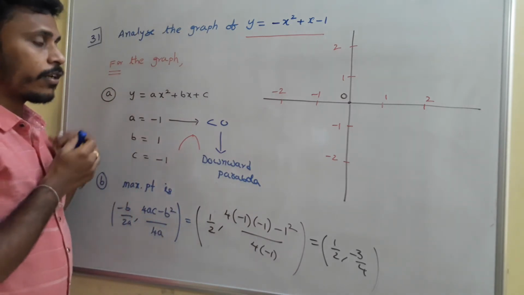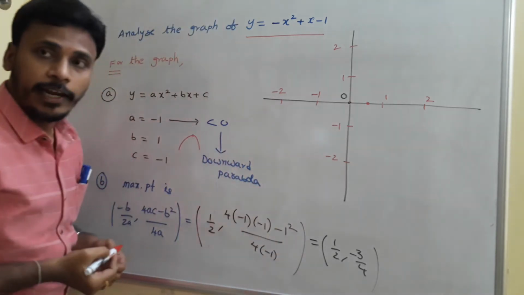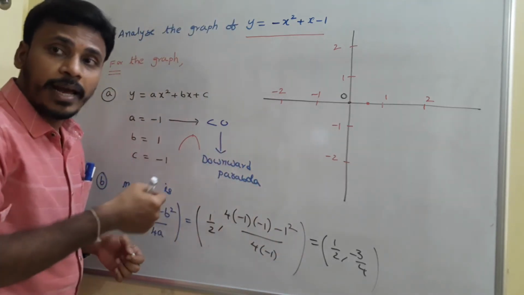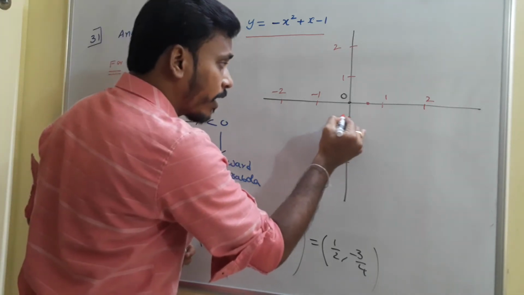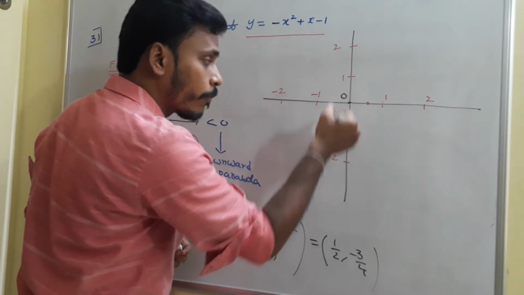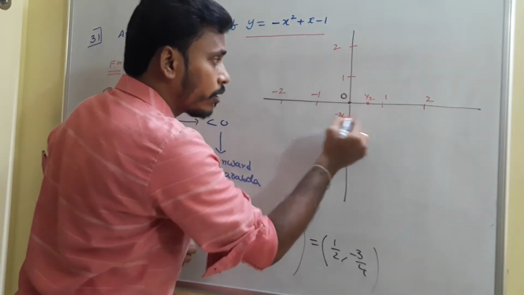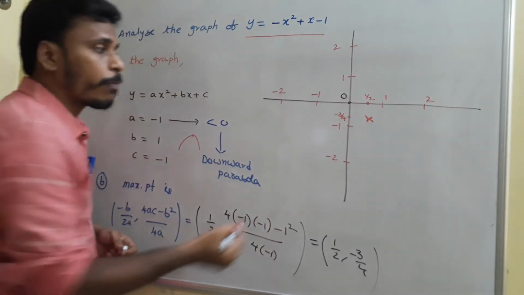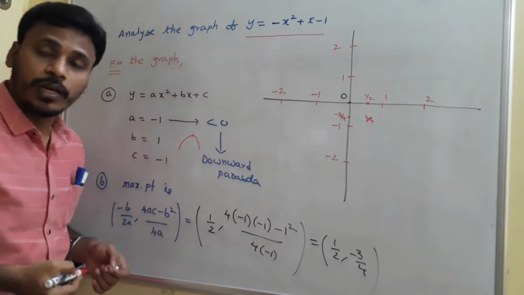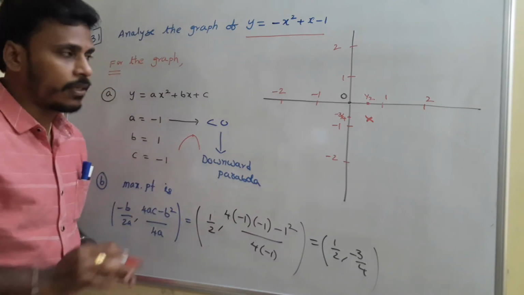You just identify it. Where it will be 1 by 2. 1 by 2 is in between 0 and 1, right? Minus 3 by 4 means minus 0.75 like that. So minus 3 by 4 means somewhere you will get that minus 3 by 4. See, above that minus 1. So this is 1 by 2. This is minus 3 by 4. This particular point is just representing the turning point of the graph or the peak point, or you may say critical point, anything. That is the point.